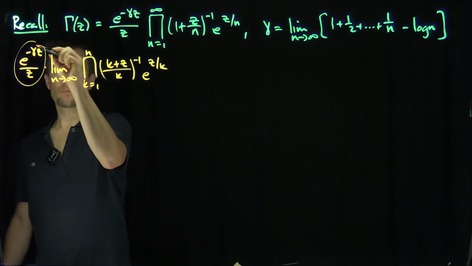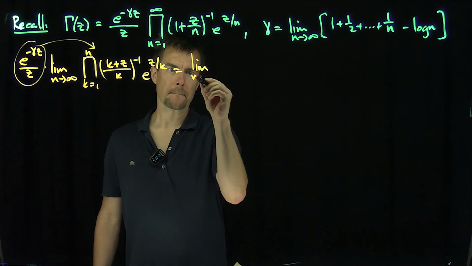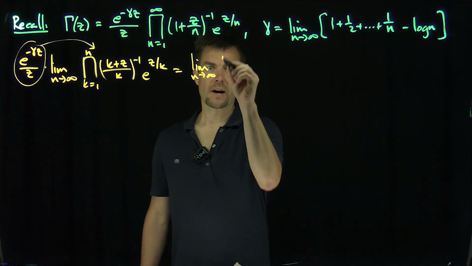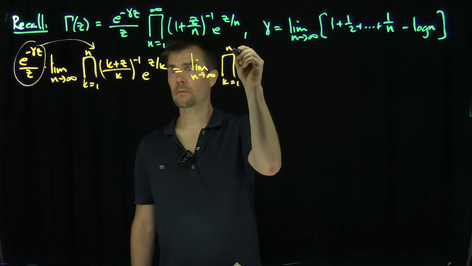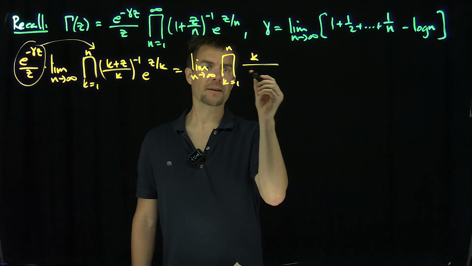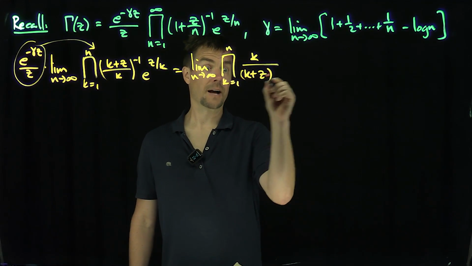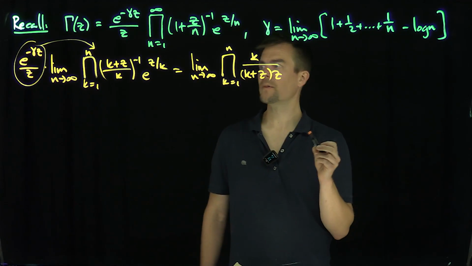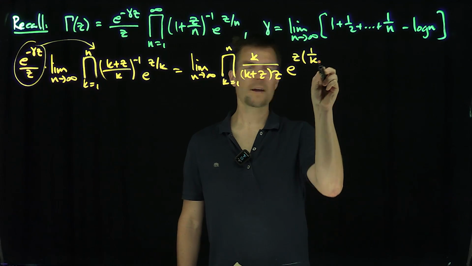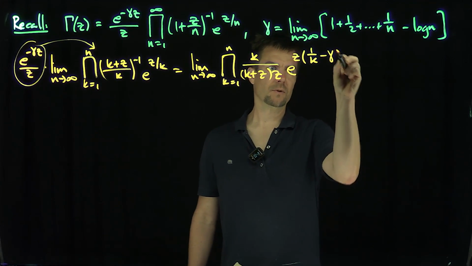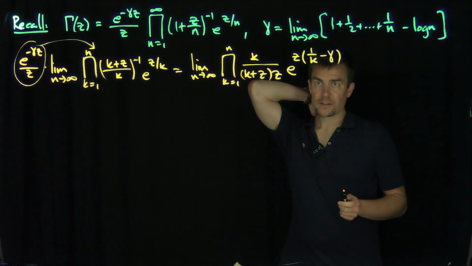Now I can bring this term over here into the product, and so this is the limit as n goes to infinity of just the product, k goes from 1 up to n. Then I'll have a k, and then k plus z, times z, right? Times z, good. And then e to the z over k, and I'm going to subtract off a gamma from this over here, like that. Okay? Good.